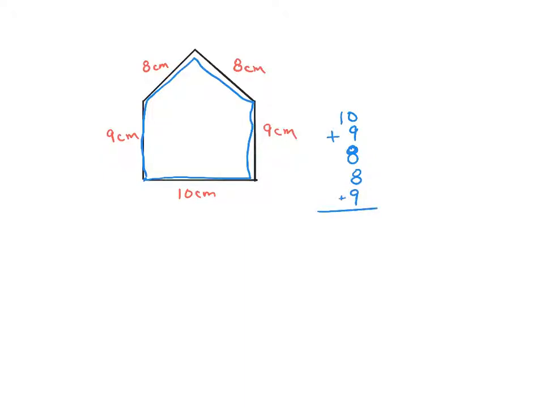Now once again, I might want to do this a little bit faster. I see I have 2 8s, and I know 2 8s is equal to 16. I have 2 9s, I know that's equal to 18, and then I have my 10. So if I add these up, I'm going to get 44, and once again I need to label it. It would be 44 centimeters.